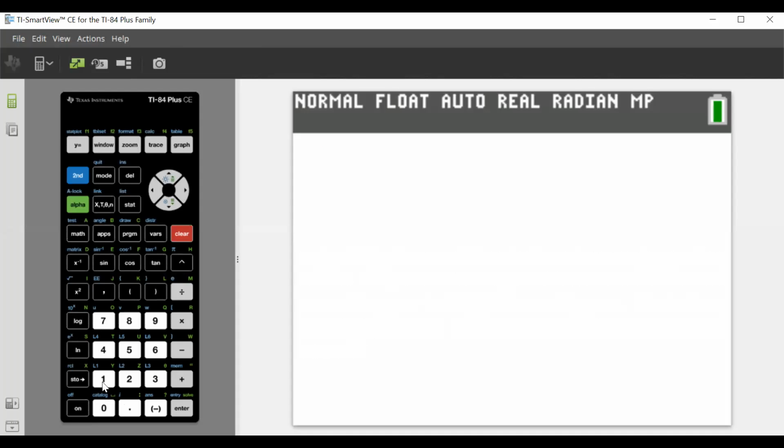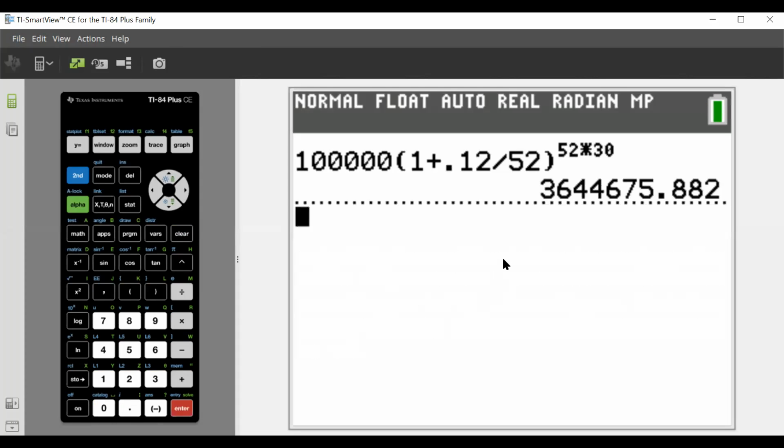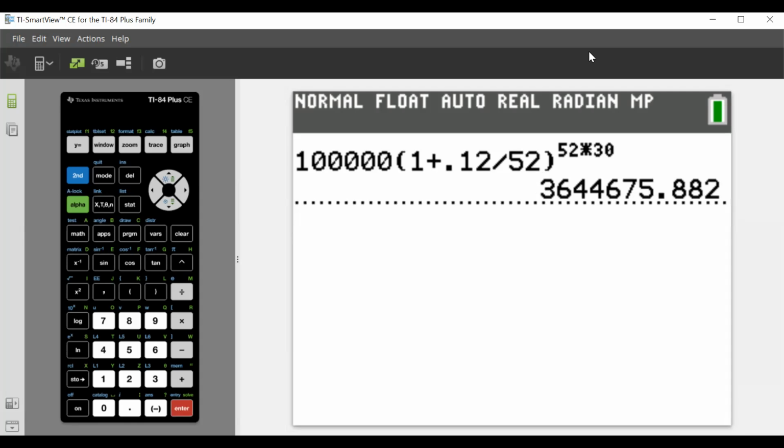So I'm going to have 100,000 times (1 plus 0.12 divided by 52) raised to the power, and then it was 52 times 30. Okay, now I hit enter, and that's going to be my value. Now when we're working with dollar or money values, we always round to two decimal places, so that would be 0.88 there on the end.